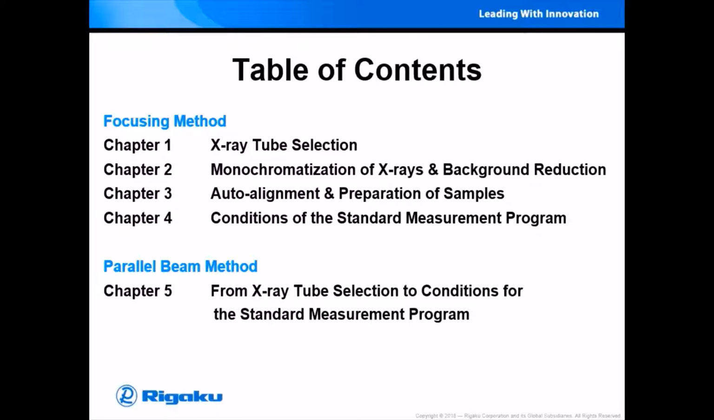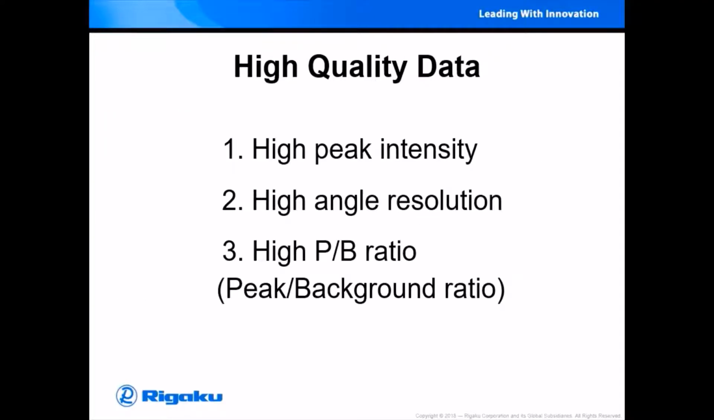the precise analysis results. Before starting the main topics, let me define high-quality data and introduce the X-ray diffractometer for the explanation in this series. There are 3 factors to consider for high-quality data: high peak intensity, high angle resolution, and high PB ratio. The PB ratio denotes the intensity ratio between a peak and background.